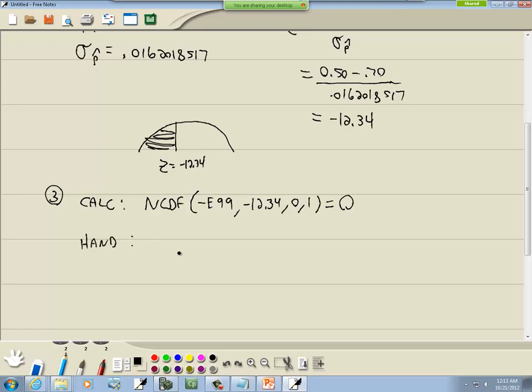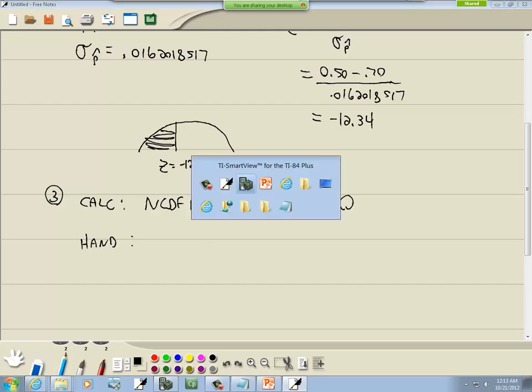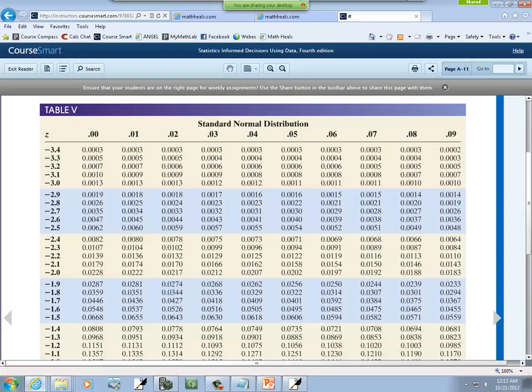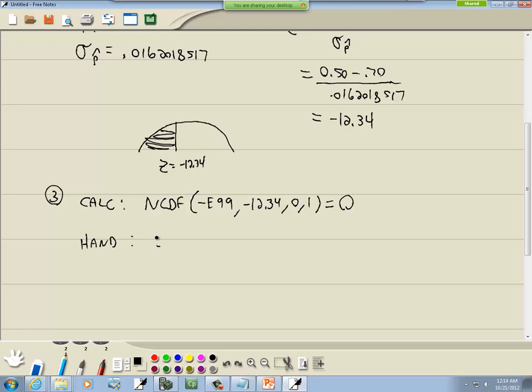By hand, if I look this up in a table, negative 12 is going to be different by a table. As weird as that seems, our smallest value is negative 3.49, which would tell us that right there. So either way, it's unusual.